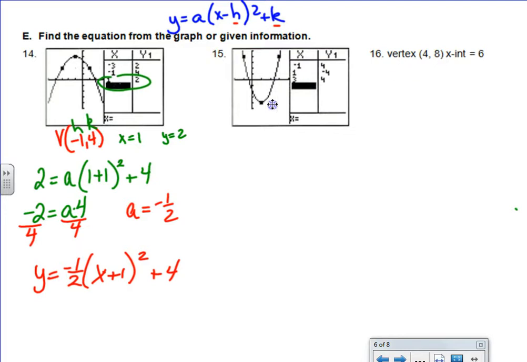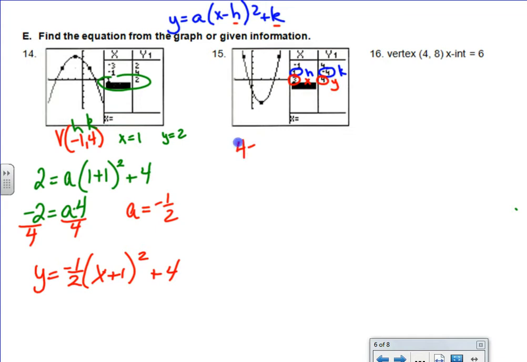Well, oh, 2 problems here. So the vertex here looks to be at the point (1, -4). So that's my h and that's my k. I don't care which point you want to use after that. I like (3, 4). I like to use positive numbers when possible. So that's the x and that's the y I'm going to be using.